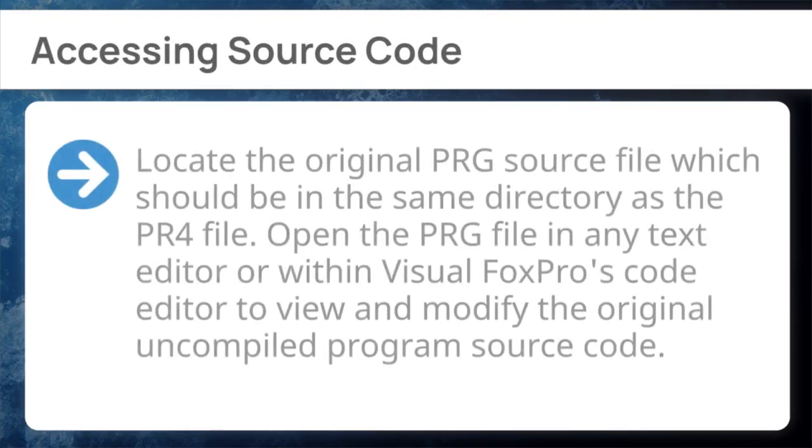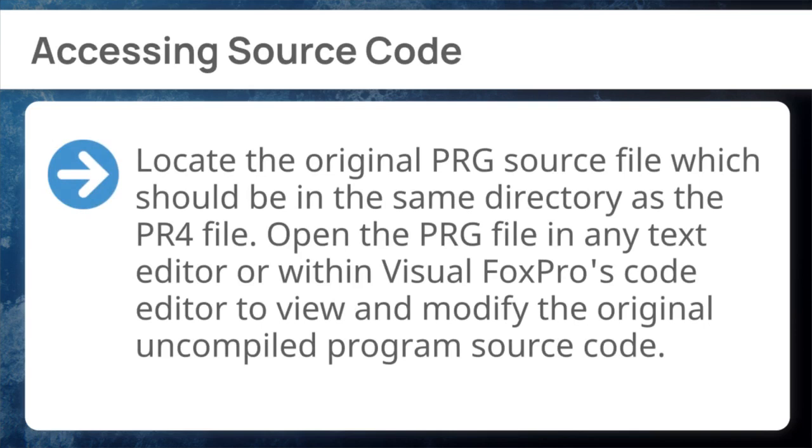Next, accessing source code. Locate the original PRG source file, which should be in the same directory as the PR4 file. Open the PRG file in any text editor or within Visual FoxPro's code editor to view and modify the original uncompiled program source code.